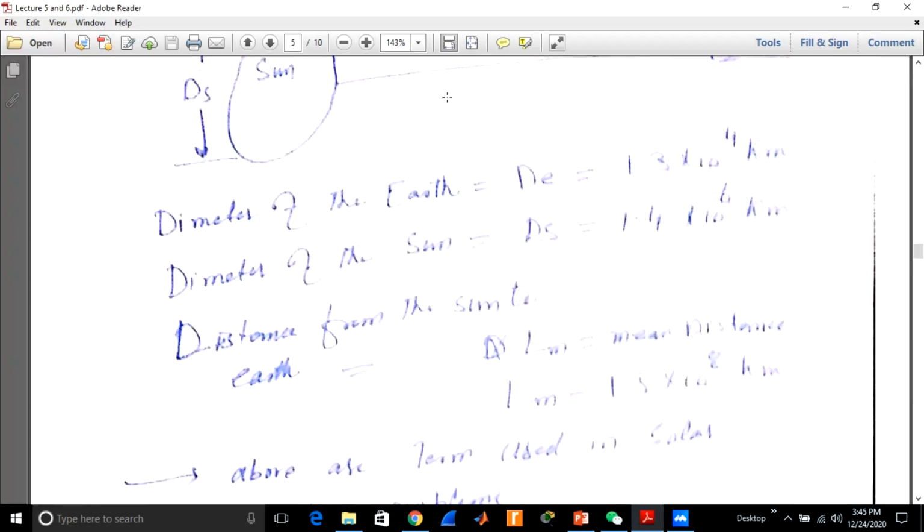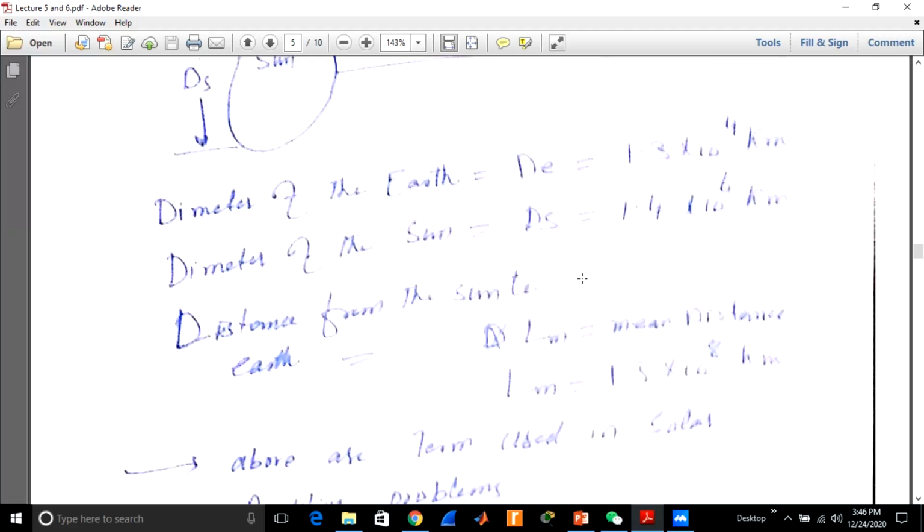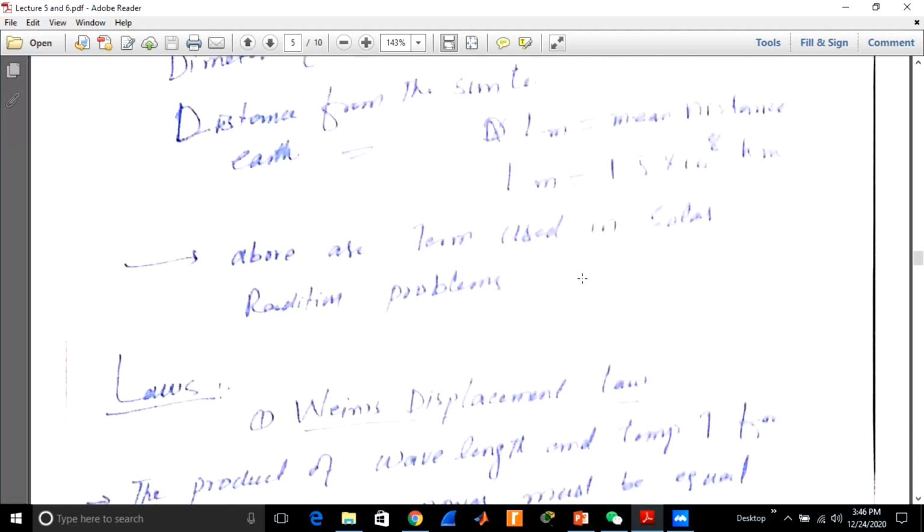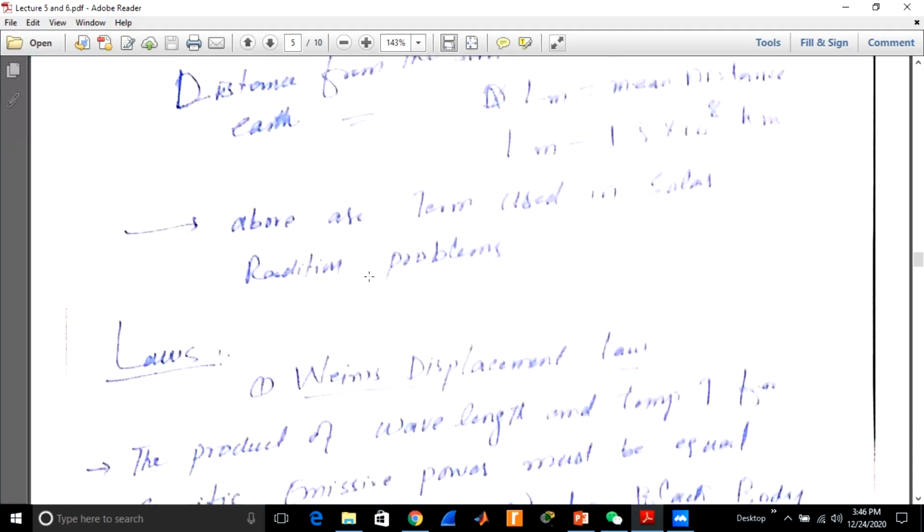Yes, sometimes the Earth will be near to the Sun, sometimes it will be away from the Sun. So we will consider the mean length. The mean length between the Earth and the Sun is 1.8 × 10^8 kilometer. And the diameter of the Sun is DS, which is 1.4 × 10^6 kilometer. We will use this in some numericals. Above are the theorems used in solar radiation problems.